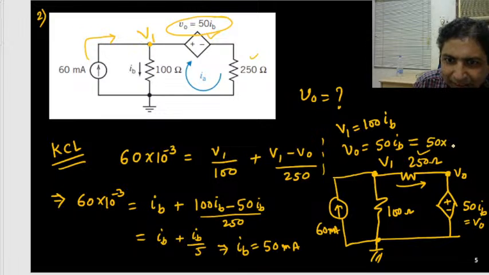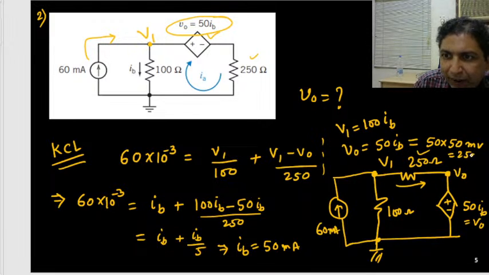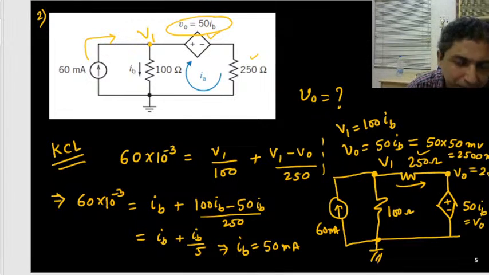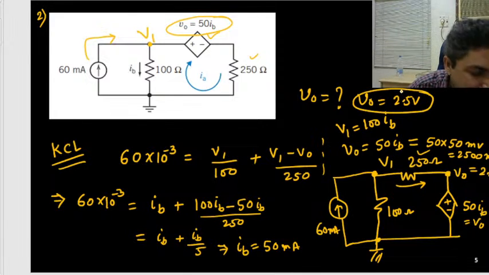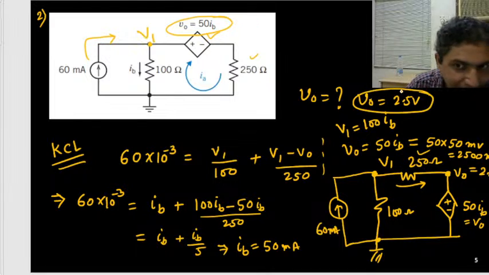Now here I can replace this with 50 milliampere. So it is 50 millivolt. So it will be 2500 millivolt, and that means it is 2.5 volt. Am I correct? So V0 I am getting 2.5 volt. I hope it is correct.